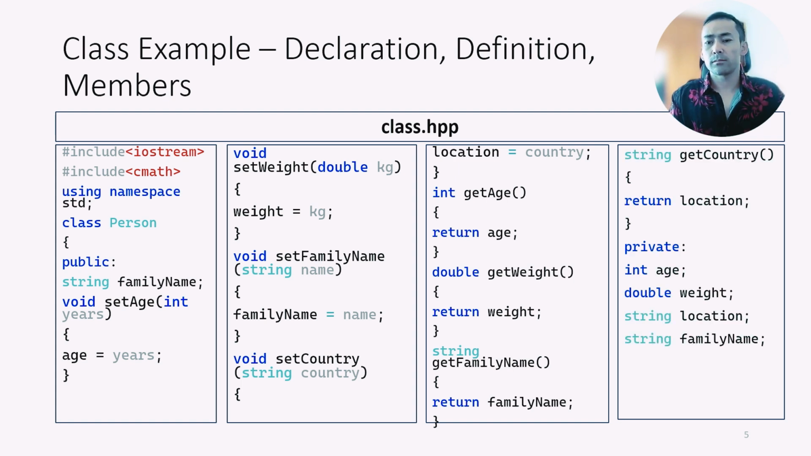So we also get the country, with returning the location. We have a specifier private where we have integer age, double weight, string location, and a string family name. This is how we declare a class.